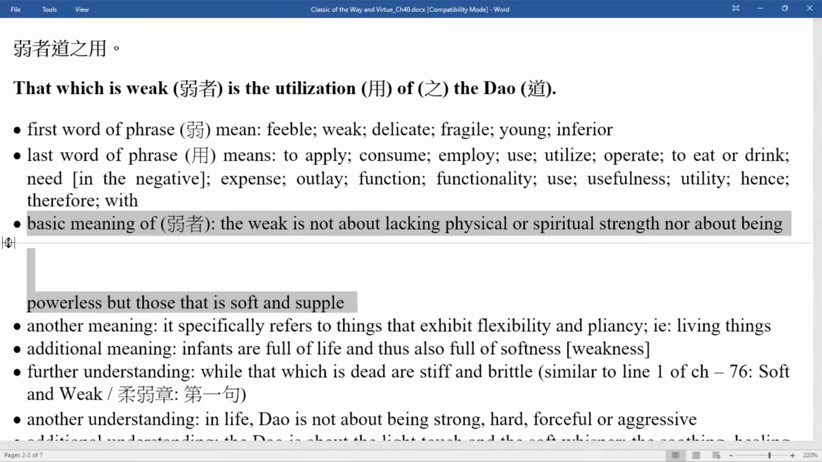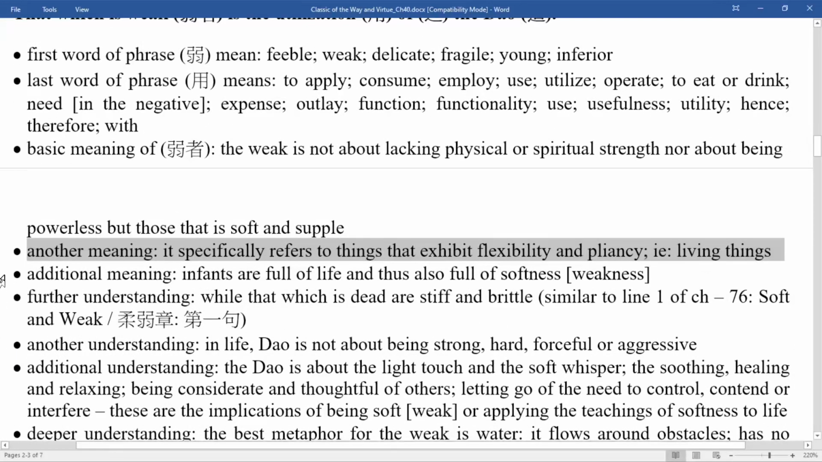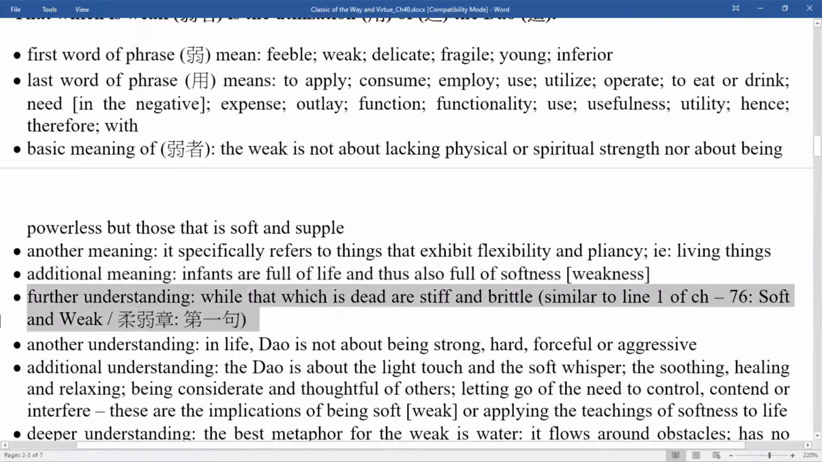It means to be alive. Living things. So it specifically refers to things that exhibit flexibility and pliancy, suppleness, that is, living things. So he's talking about living things, not inanimate things. An additional meaning is, for example, infants are full of life and thus also full of softness and weakness. We say that's weakness, right? An infant is weak.